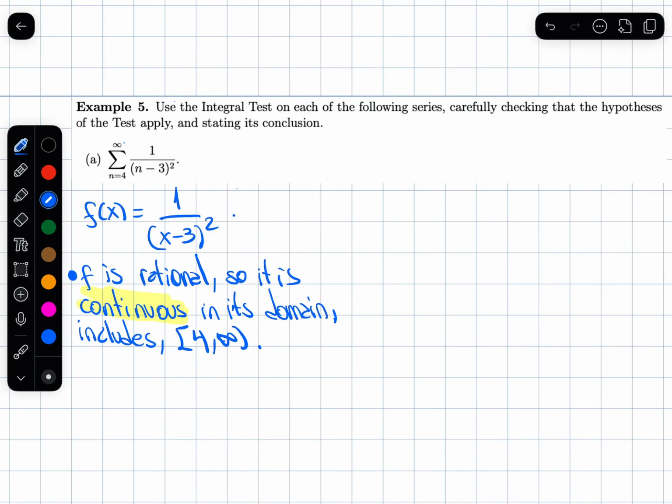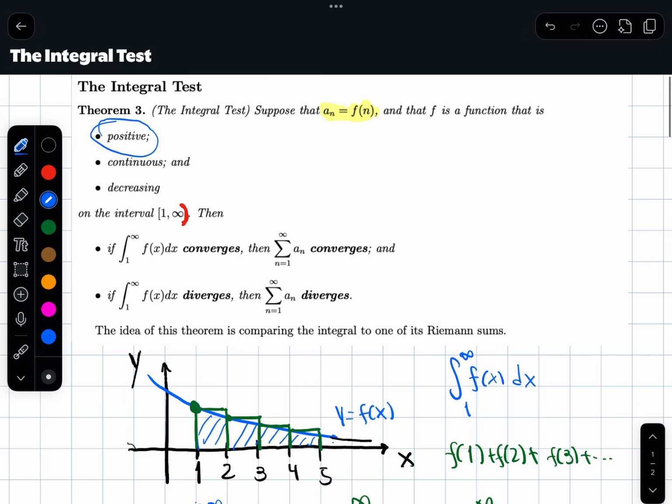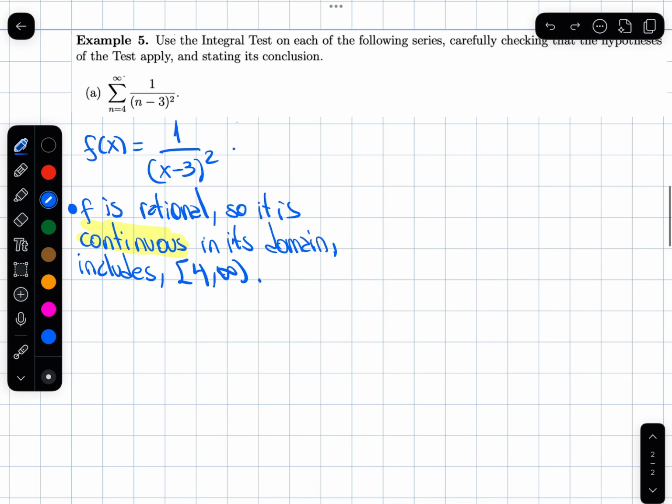The second condition that we need is that f is positive. So maybe I'm going in the wrong order. I did continuous first. We can do positive next. f is clearly positive. That's obvious.